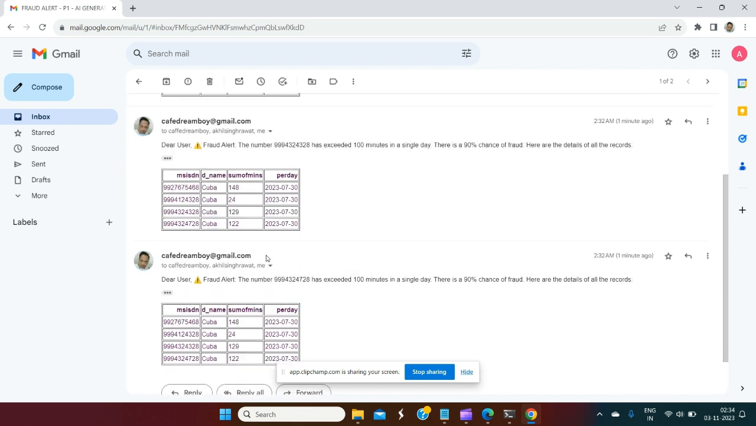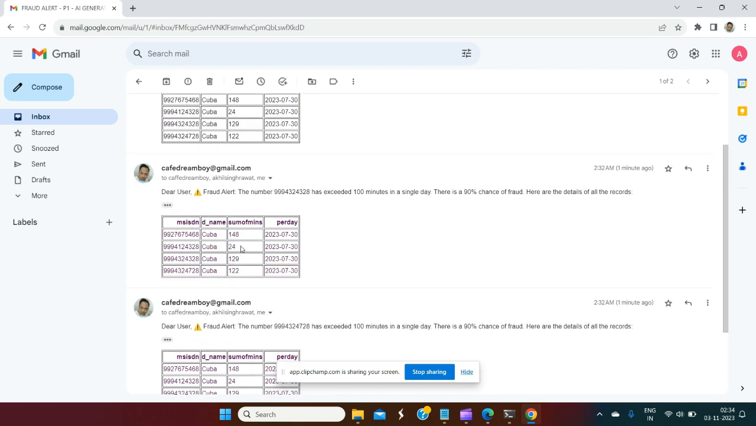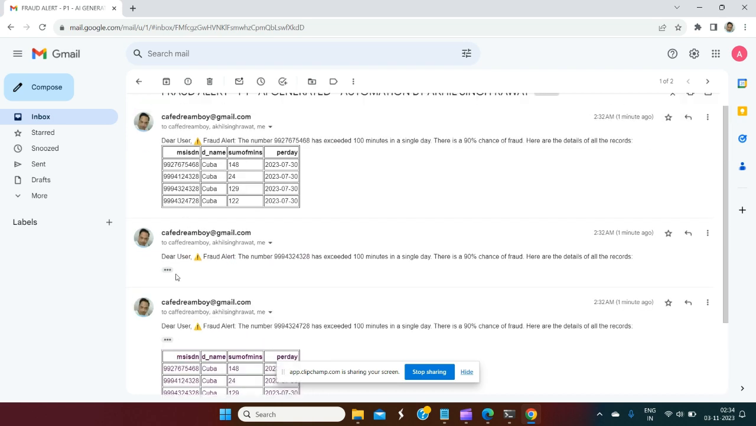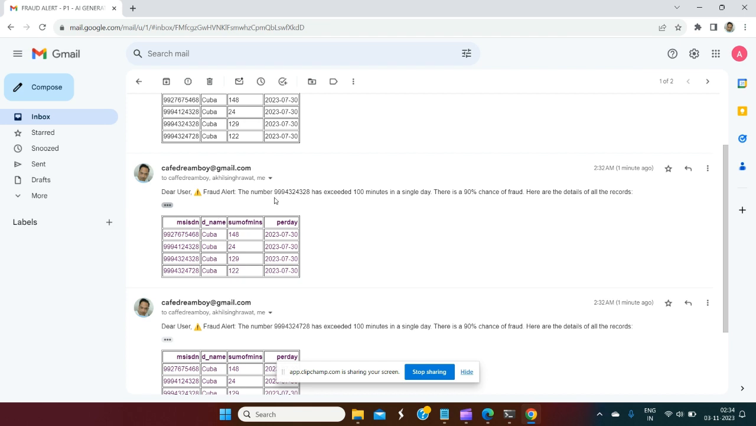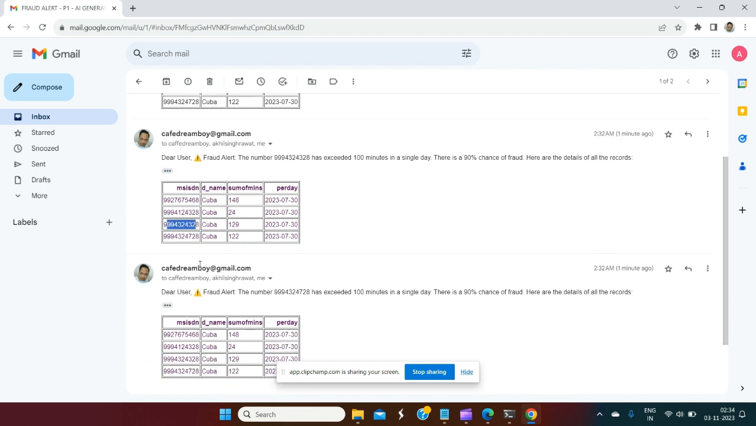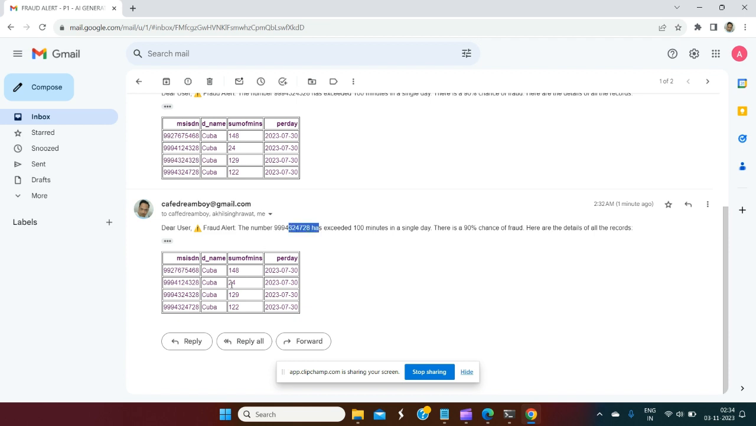So similarly, you can see 24 minutes. Three numbers are there, and for all three the AI has generated the sub alerts. You can see the number ending with 324328 is also there. Here is one, and the last one also 324728. This one also 122 minutes. All three, there is a 90% chance of fraud. Here are the details of all the records.